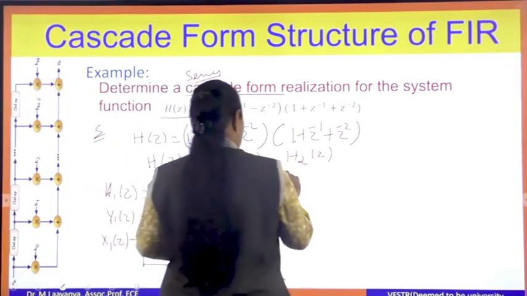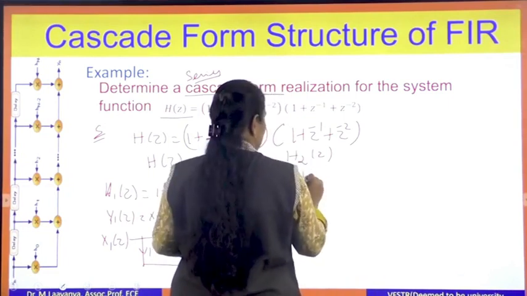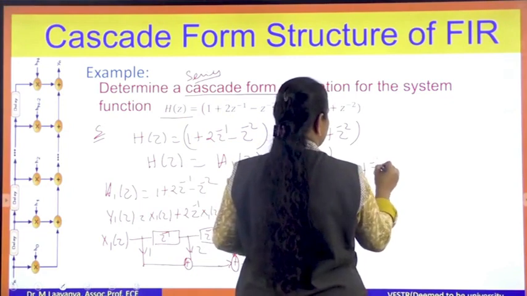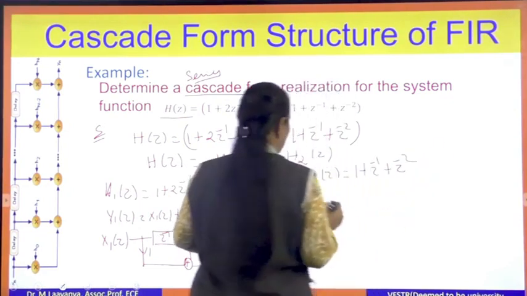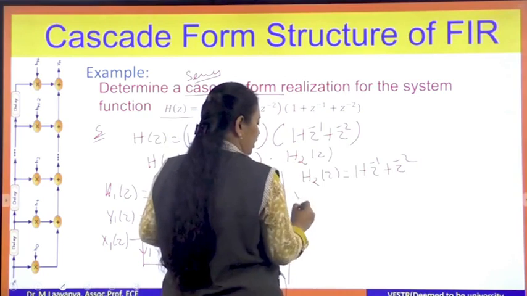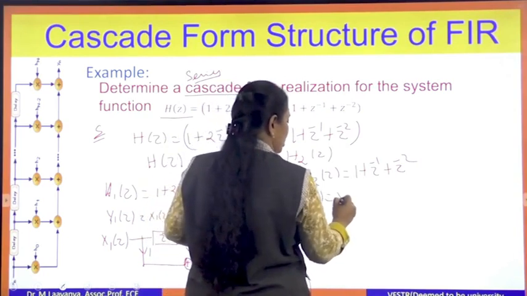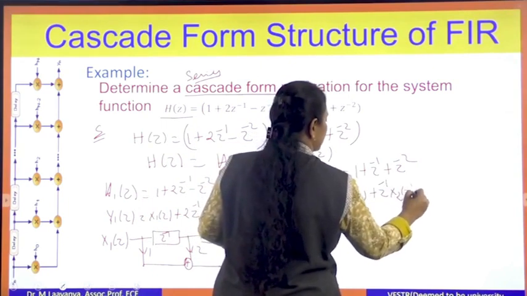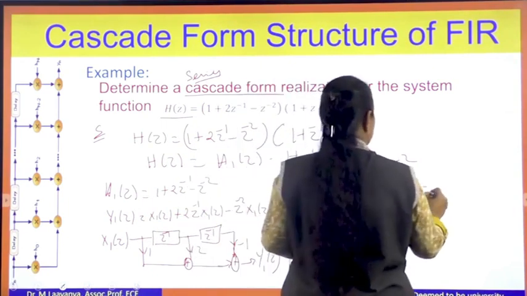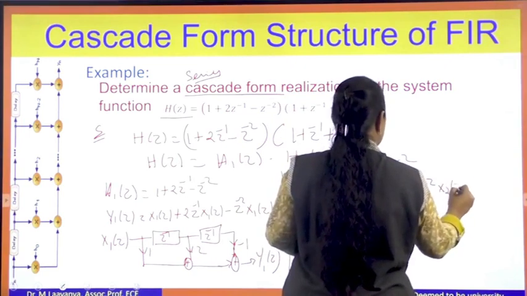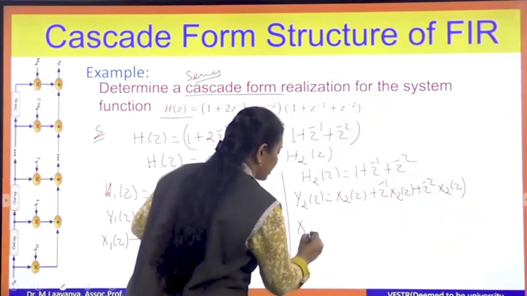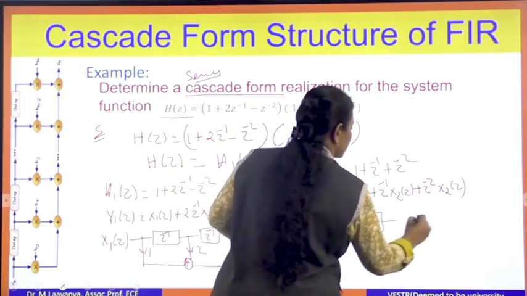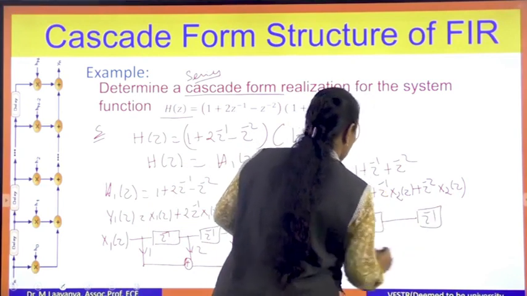Now let us take h2 of z. h2 of z is equal to 1 plus z inverse plus z power minus 2. So how will I write it? y2 of z is equal to x2 of z plus z inverse x2 of z plus z power minus 2 x2 of z. If I draw the structure, x2 of z is the input, delay it x1 of z, and another delay is x2 of z.